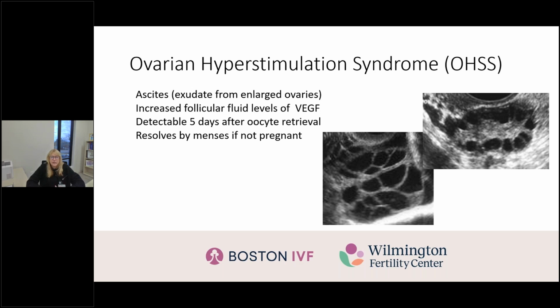So ovarian hyperstimulation is related to ascites, and then the patients become intravascularly depleted. One mechanism is through VEGF. Typically, it's detectable about 5 days after the oocyte retrieval, and if the patient's not pregnant, resolves by the next menses. Because it's usually detectable by 5 days, if the patient still desires an embryo transfer and may be at risk, I'll do an ultrasound on the day of the embryo transfer. If there's evidence of ascites, we are more likely to freeze all of our embryos to lower the risk.